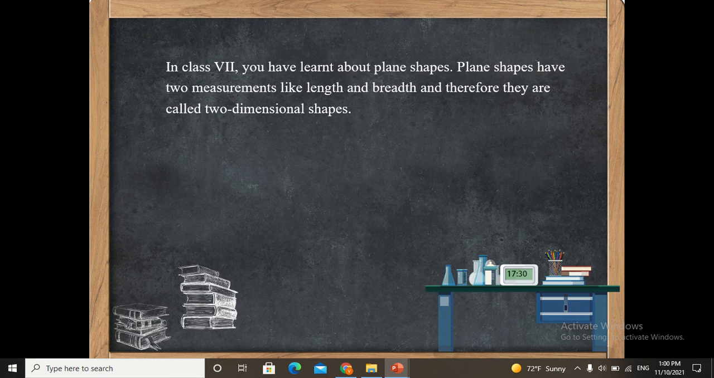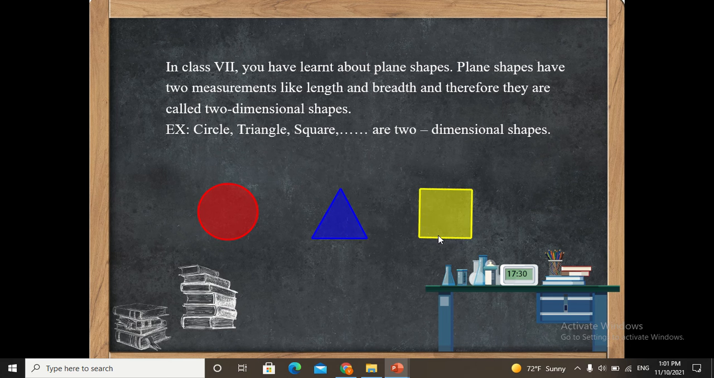Welcome to my presentation. In class 7, you have learned about plane shapes. Plane shapes have two measurements, length and breadth, and therefore they are called two-dimensional shapes. Examples: circle, triangle, square are two-dimensional shapes.